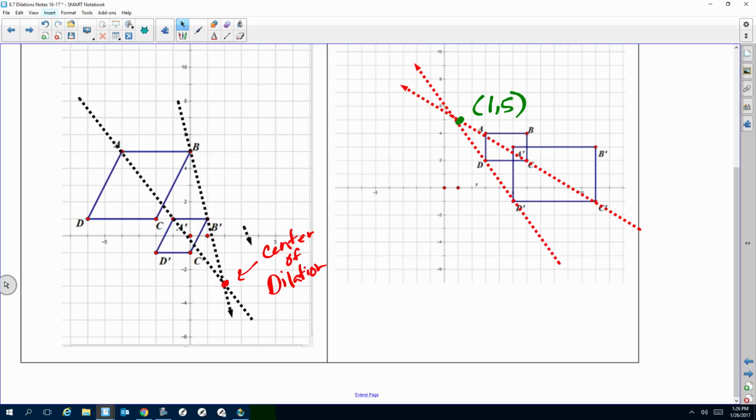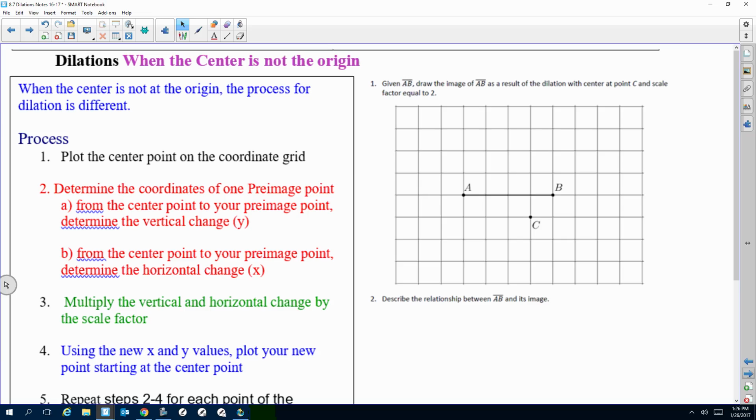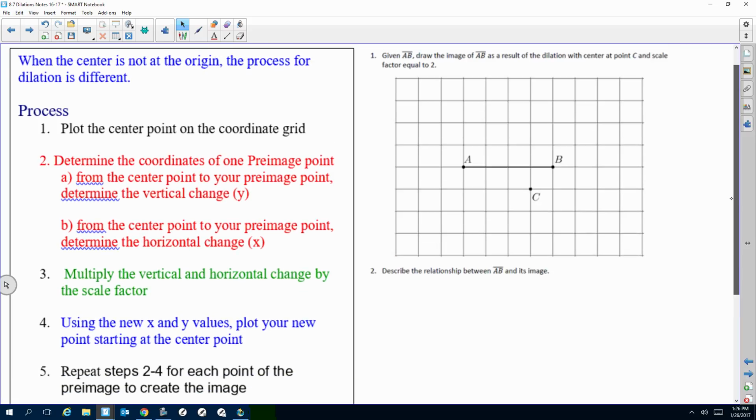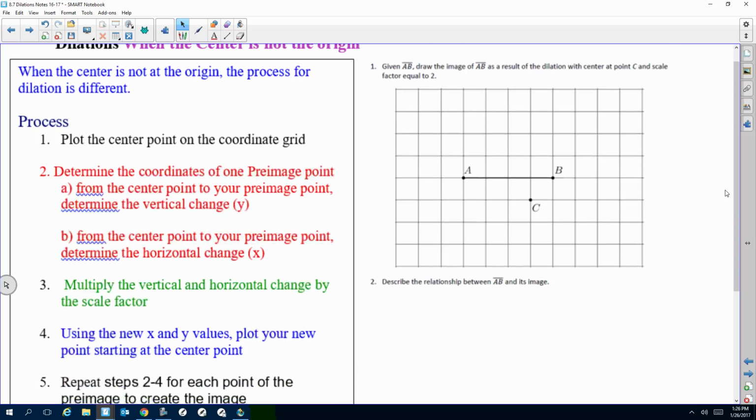Besides the center dilation, last thing, and then I'm stamping. Besides identifying the center of dilation, I'm going to give you a new center of dilation, and you're going to dilate from that point. So first, we start off with plotting the center of dilation. I already gave it to you on this example right here. This is our center of dilation. The C.